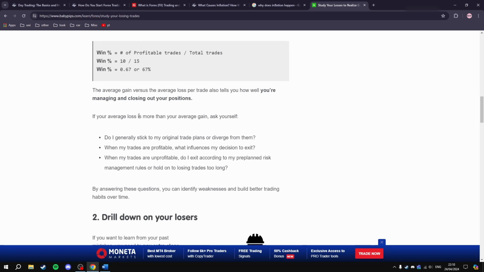The average gain versus the average loss per trade also tells you how well you're managing and closing out your positions. If your average loss is more than your average gain, ask yourself, do I generally stick to my original trade plans or diverge from them? When my trades are profitable, what influences my decision to exit? When my trades are unprofitable, do I exit according to my pre-planned risk management rules or hold on to losing trades too long? By answering these questions, you can identify weaknesses and build better trading habits over time.